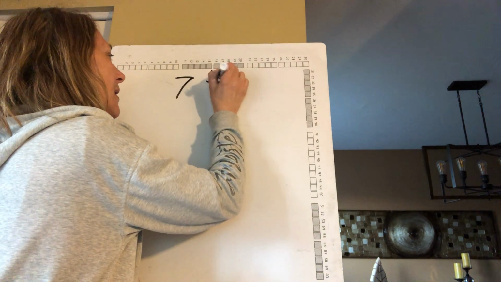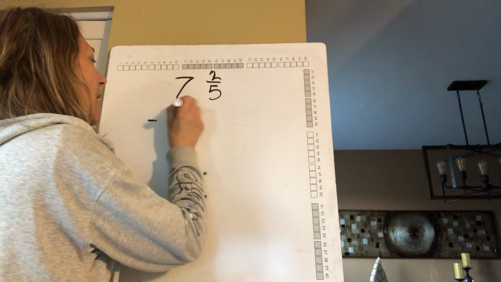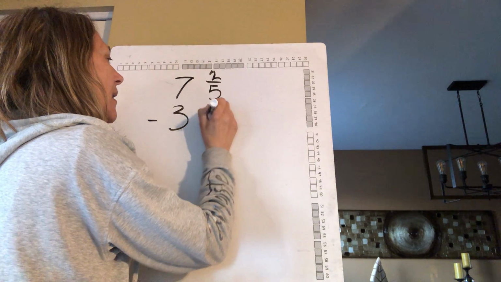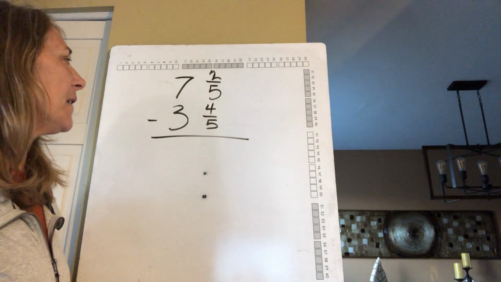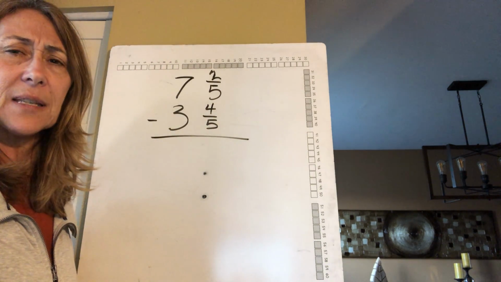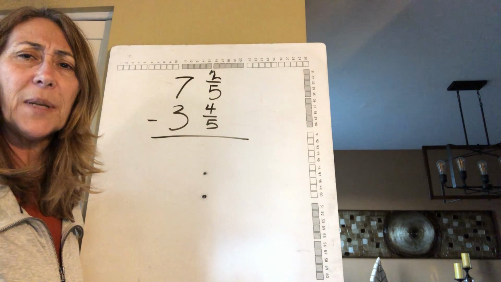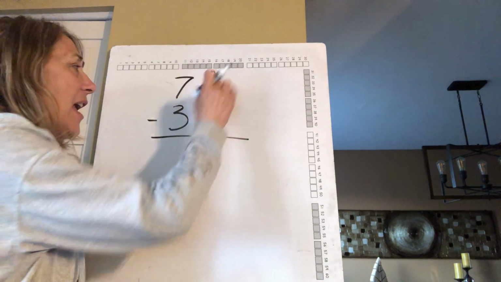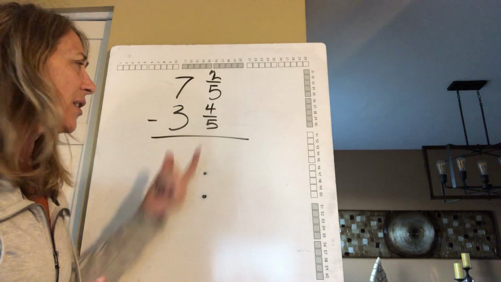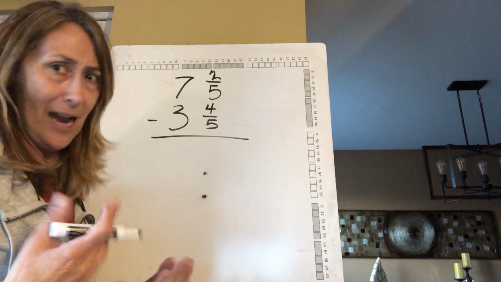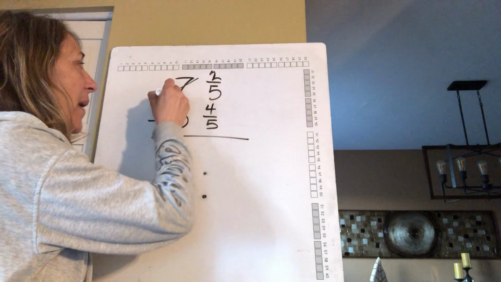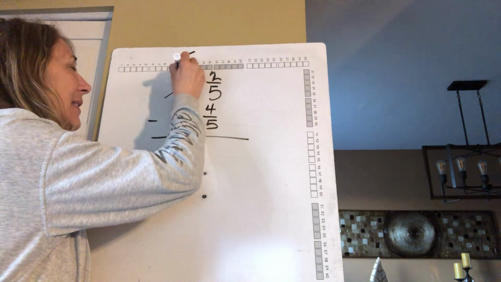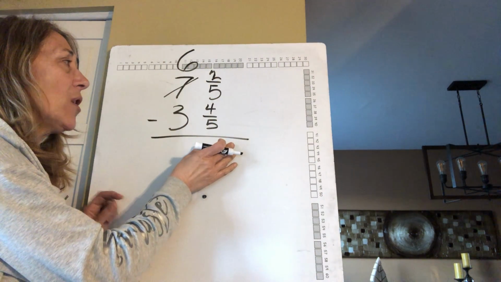Let's go 7 2/5 minus 3 4/5. 7 2/5 minus 3 4/5. Again, I start with my fractional pieces. I have 2, and I want to subtract 4 from that. I know I can't do that, so I need some more fifths. I'm going to go over to my whole numbers and make it a 6. So I'm going to add a whole over here.